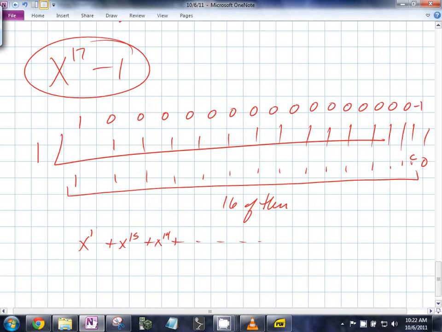Yeah, plus one, exactly. So when you plug in one into that, what do you get? 17. So that's how you would do it. Synthetic division, hopefully, is available to you.